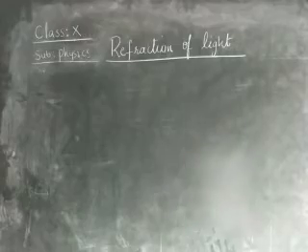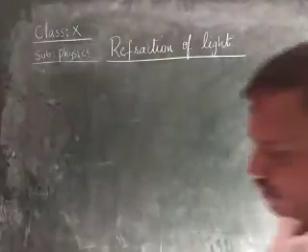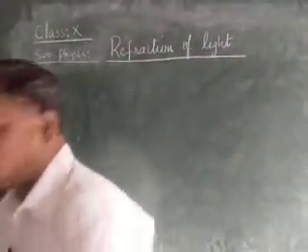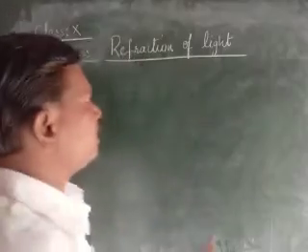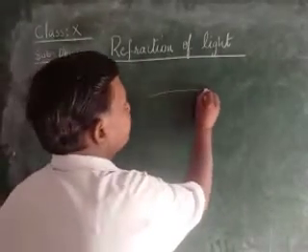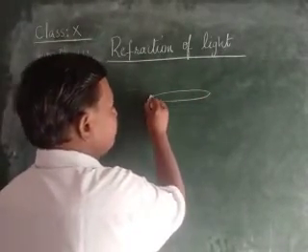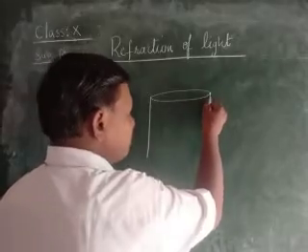Okay, children. Therefore, here, what we are doing, I will explain clearly, children. For this, we need a glass tumbler. Already we have taken it.